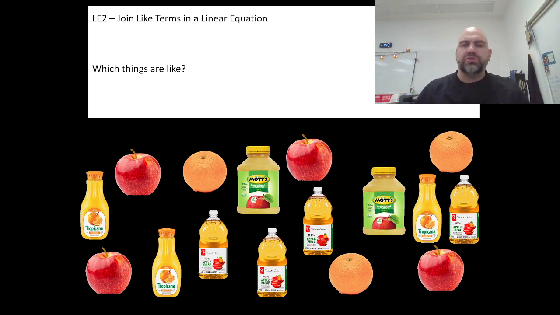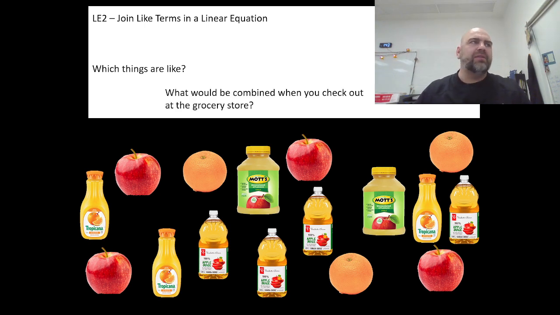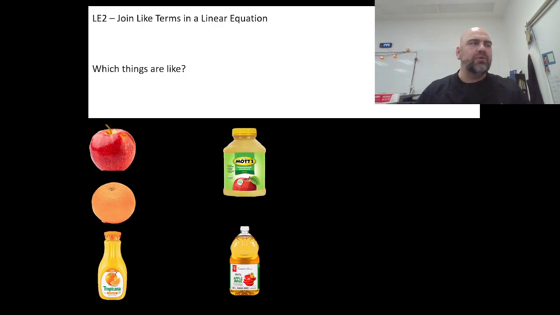What you're going to see on screen here is a selection of items, ones that you might get at a grocery store. These items are related to fruit. We have apples, oranges, apple juice, orange juice, and applesauce. I'd like you to think about what types of things you would combine at a checkout at a grocery store. Well, we would probably want to combine our like items, right? We're going to combine how many apples we have, how many oranges we have, and so on and so forth.